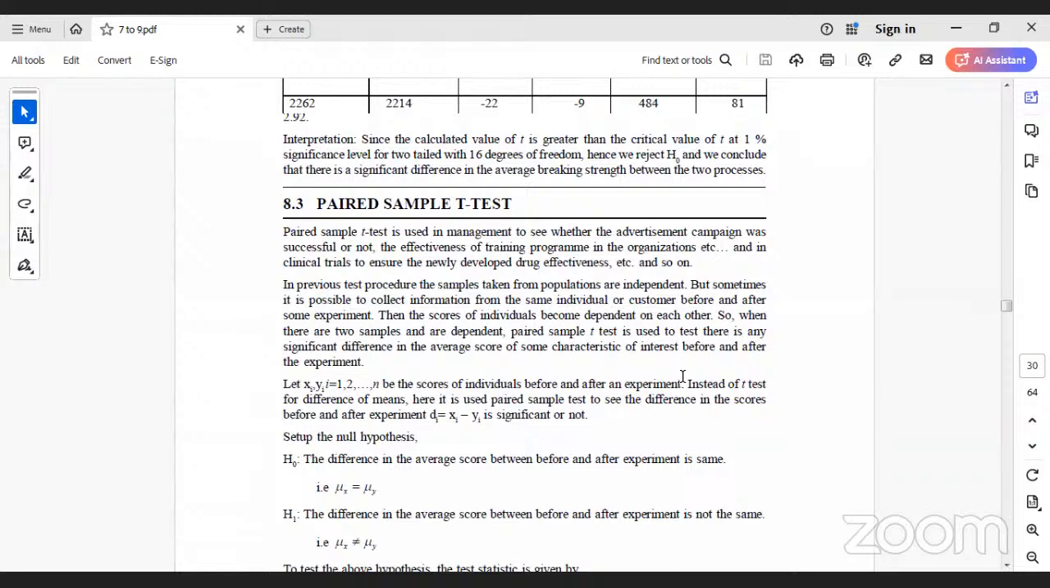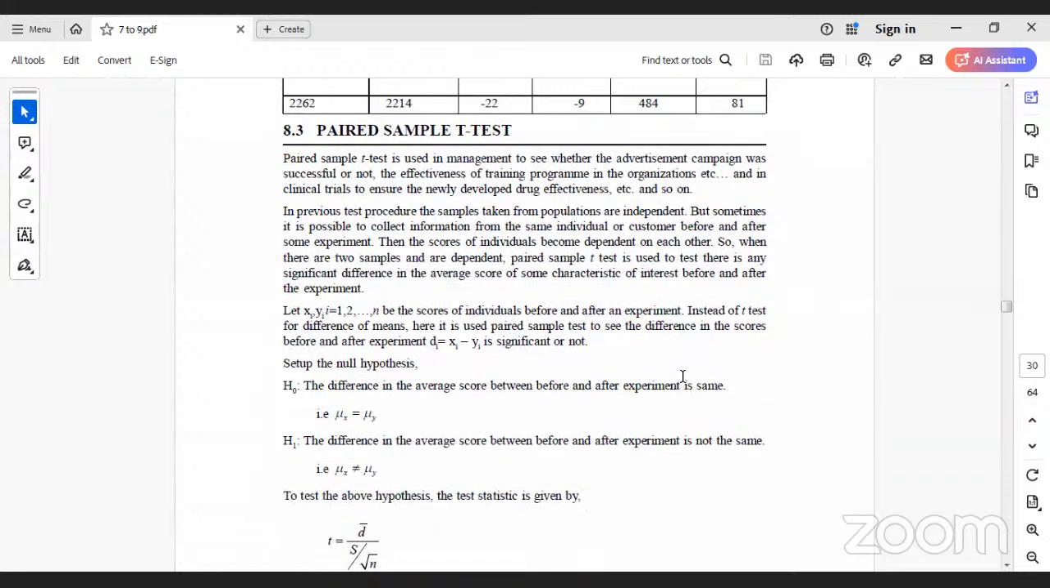So when there are two samples and they are dependent, the paired sample t-test is used to see whether there is any significant difference in the average score of the characteristic of interest before and after the experiment. Let xi, yi, for i equal to 1, 2, 3, 4, and so on up to n, be the scores of individuals before and after an experiment. Instead of a t-test for difference of means, here we use the paired sample t, where d is the difference in the scores. The scores we are taking here, before and after the experiment, di equals xi minus yi, is significant or not.